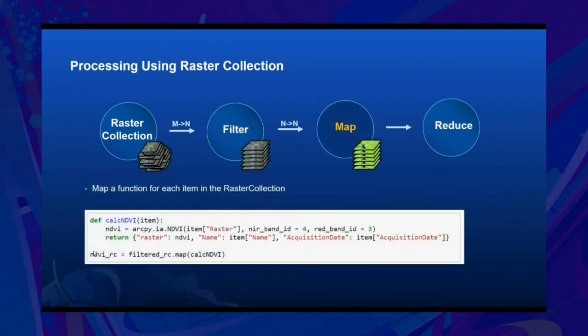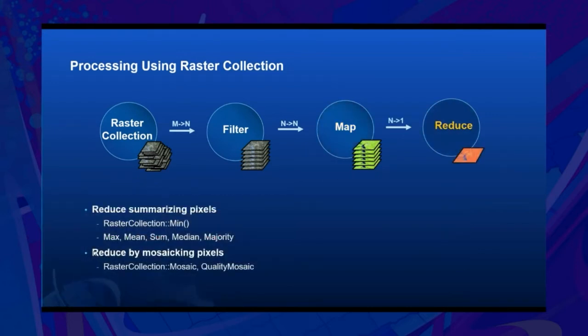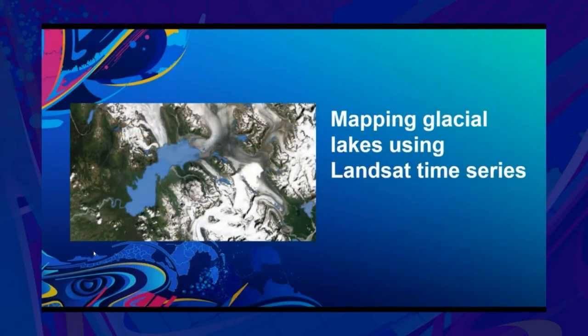Then we can map some function to the raster collection, and the function will be applied to each raster within the raster collection. The function can be as simple as calculating NDVI or a complex algorithm, which we will see in the following demos. And finally, we can reduce the raster collection to get meaningful information from the data. Now, I will go through two demos to illustrate how this works in real scientific applications.